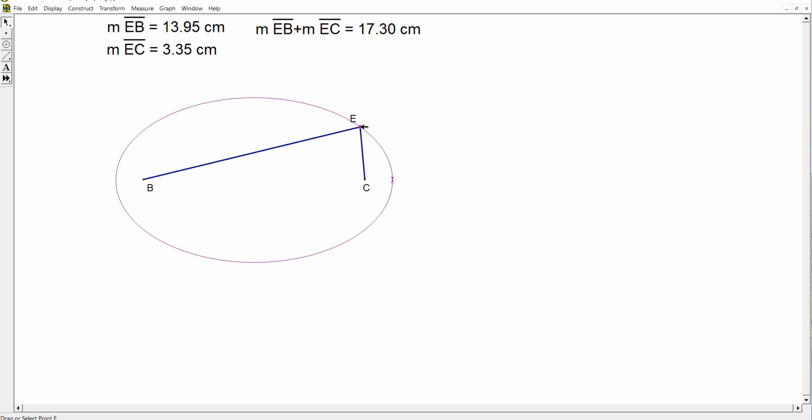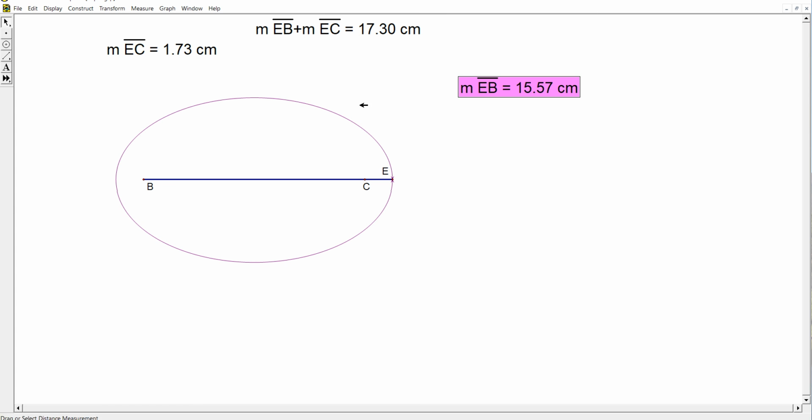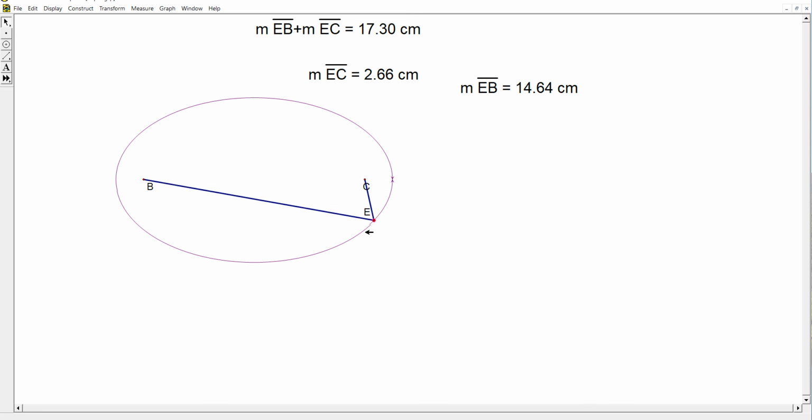So let's take point E, start to drag it. And you can see right about there, that's the shortest distance you would ever get between point E and C. It's about 1.73. And it's the longest distance from B to E. That's 15.57. That's over here. So I click on both of those. Watch those two things I just clicked on as I continue to drag point E.